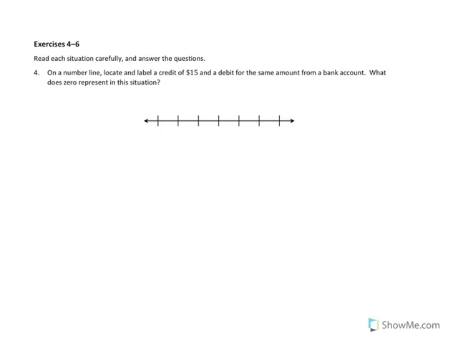Okay, next one. Read each situation carefully and then answer the question. On a number line, locate and label a credit of $15 and a debit for the same amount from a bank. What does 0 represent in this situation? Notice that we're doing two things here. We're locating and labeling, and then our question that we have to answer is, what does 0 represent in this situation? That's going to be a popular question that we want to be familiar with and know how to answer.